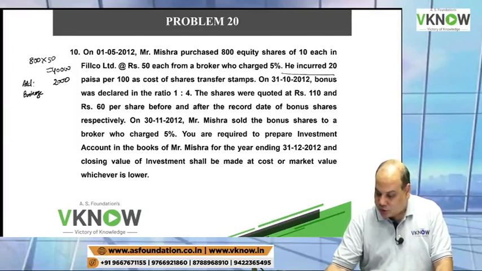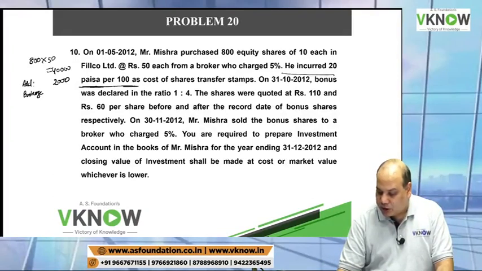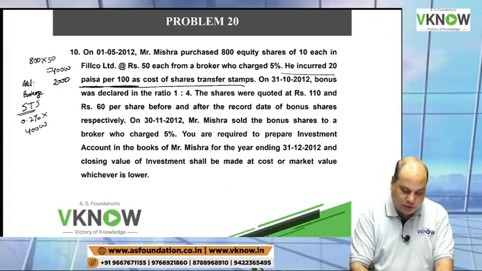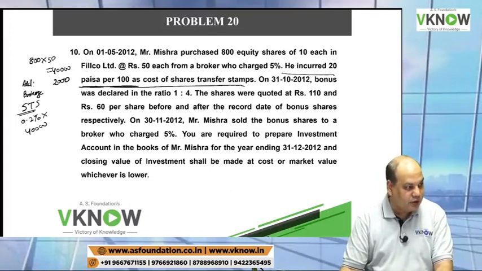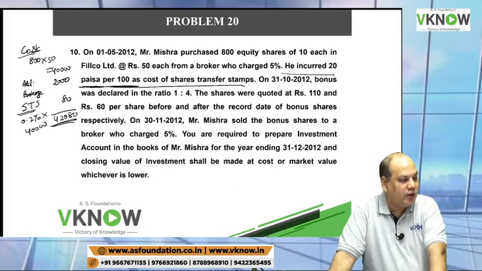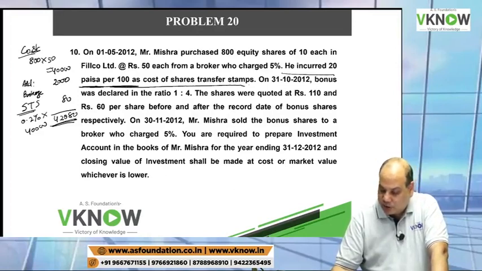And he also incurred 20 paise per 100 rupees a share transfer stamp. So share transfer stamp is 0.2% into 40,000. So please guide me. 40,000 into 0.2% is 80 rupees. So first working note is cost of investment will be 42,080. You can see in your answer 42,080 is there. This is how you will prepare the working note.